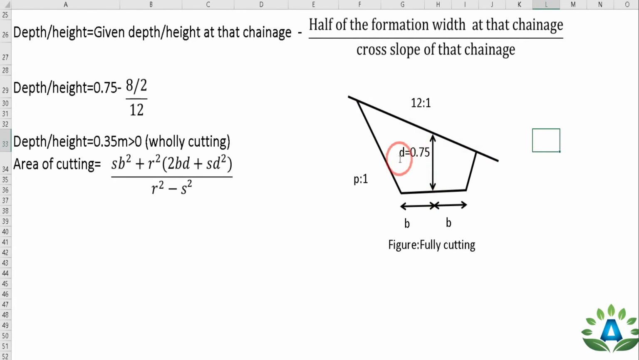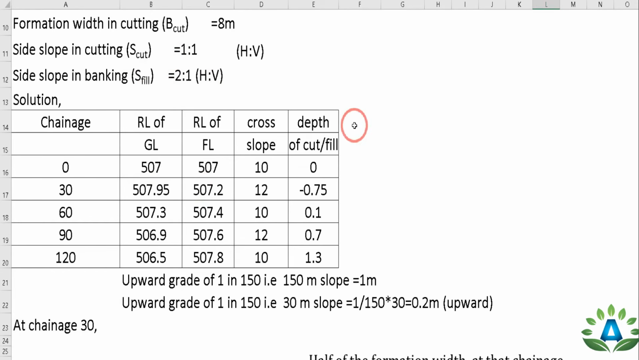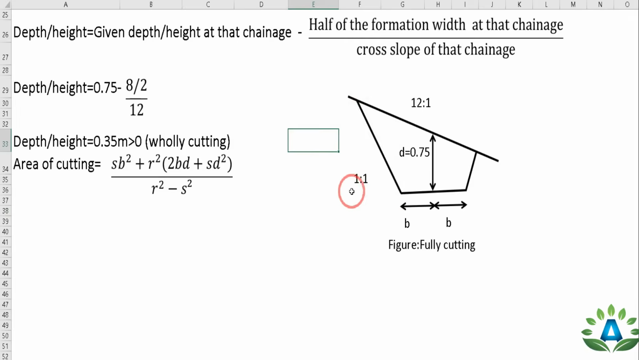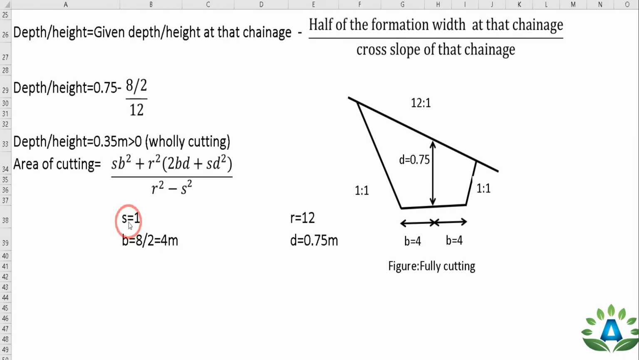So we have this depth as 0.75 meter, we have this portion as side slope for cutting, and this is also side slope for cutting, in which we have side slope for cutting as 1:1, so this portion will be 1:1. So here simply we have the value of s, that is side slope for cutting, equals to 1, and we have this width, that is the half of the formation width for cutting, equals to 8 by 2, that will be 4 on both sides, and this depth of cutting is 0.75, and this cross slope at that chain is equals to 12, so we can simply write this 12.